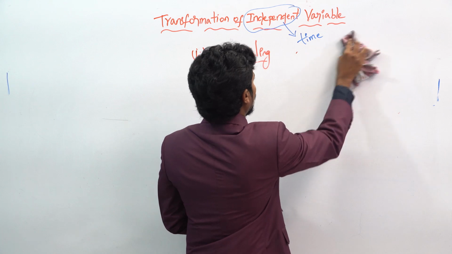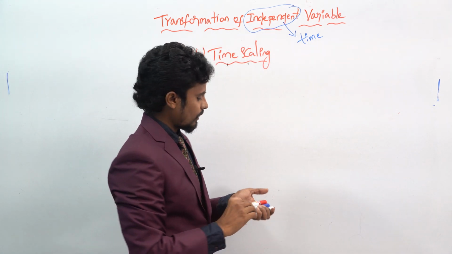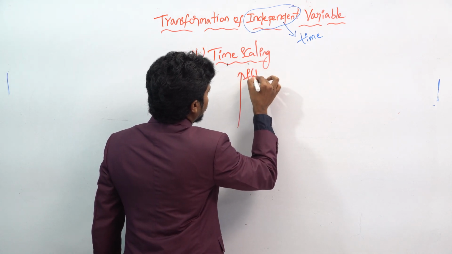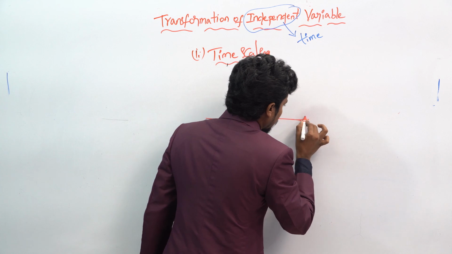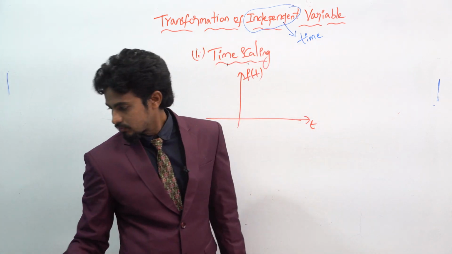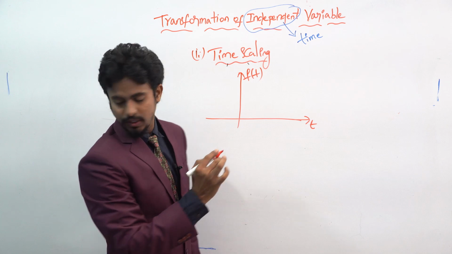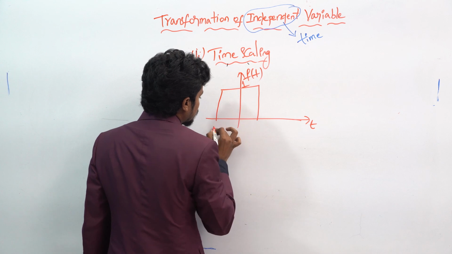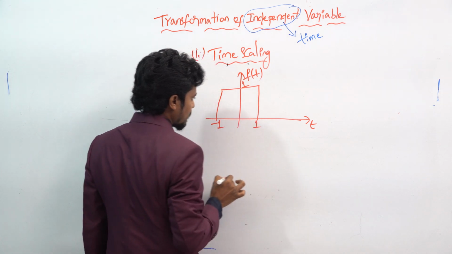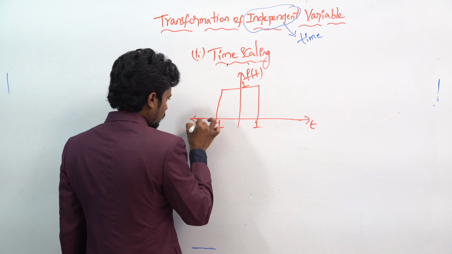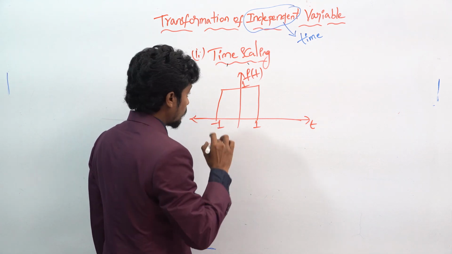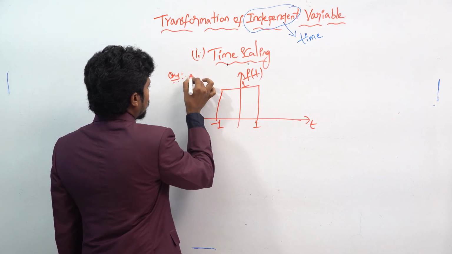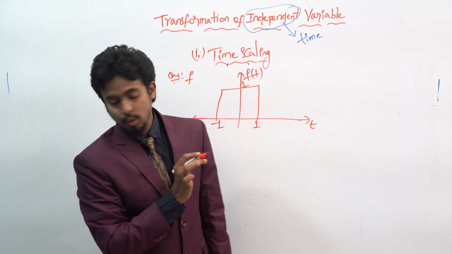So the first question: this will be f of t and this will be t. Here the magnitude is 1, here this will be minus 1, and here this will be plus 1. And the question is like this. First question, f of 2t.